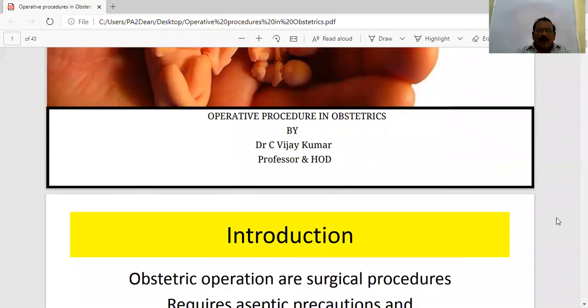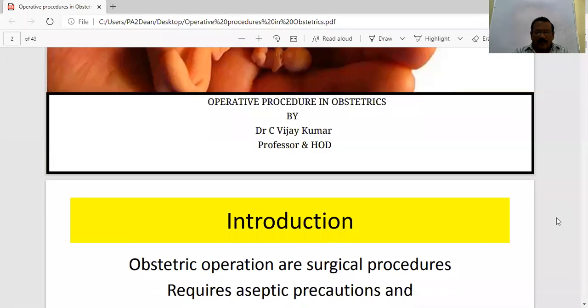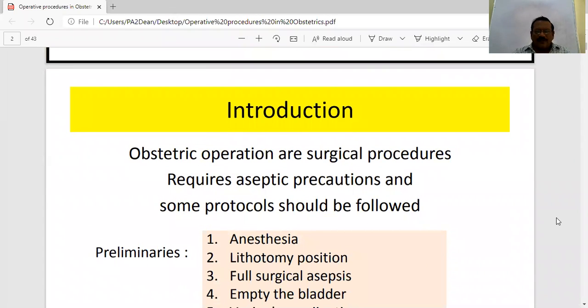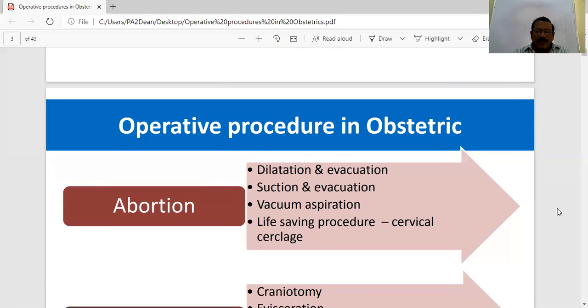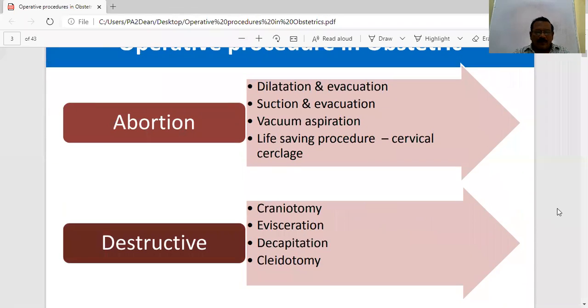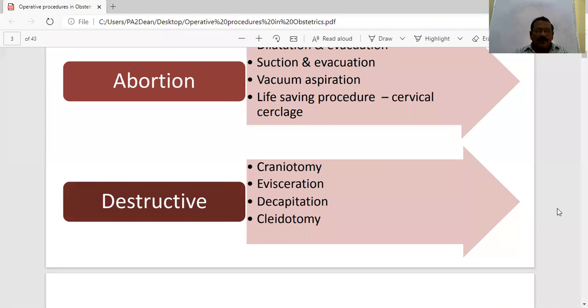As I said, we'll be discussing operative procedures in obstetrics today. Coming to the introduction, obstetric operations are surgical procedures that require aseptic precautions, and some protocols should be followed. The essential preliminaries are anesthesia, lithotomy position, full surgical asepsis, and emptying of the bladder. Operative procedures for abortion are dilatation and evacuation, suction and evacuation, vacuum aspiration, and life-saving procedures like cervical cerclage. These are all the surgical procedures for abortion.